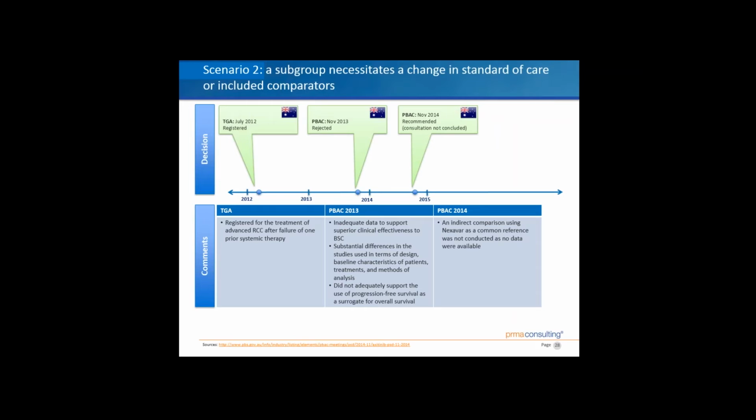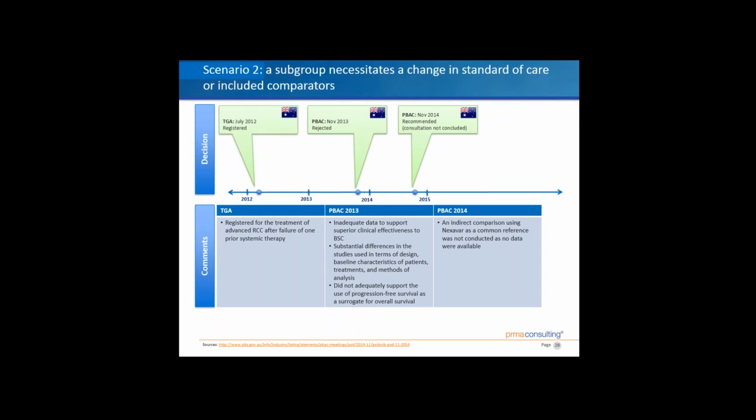So this just has a brief timeline for Inlyta in Australia. It was TGA registered mid-2012. It was rejected after assessment by the PBAC in late 2013. It was recommended by the PBAC in late 2014, so after a year's delay. And the details of this are fairly interesting, not just in Australia, but around the world. And we'll pick up on a little bit of this in a later example.